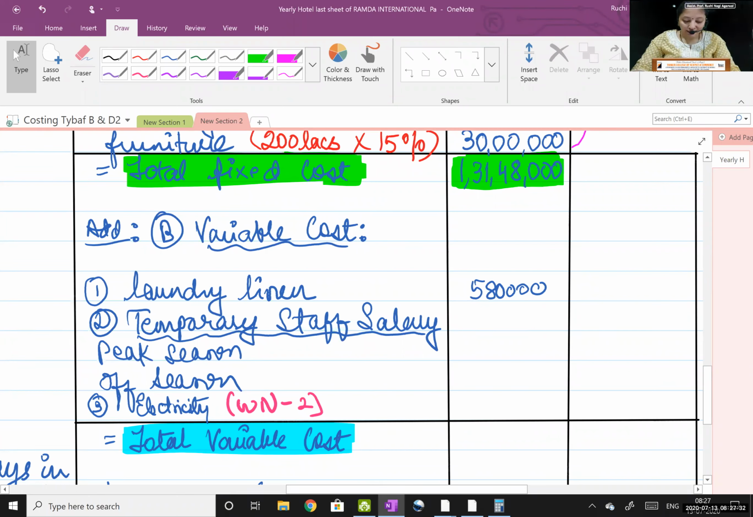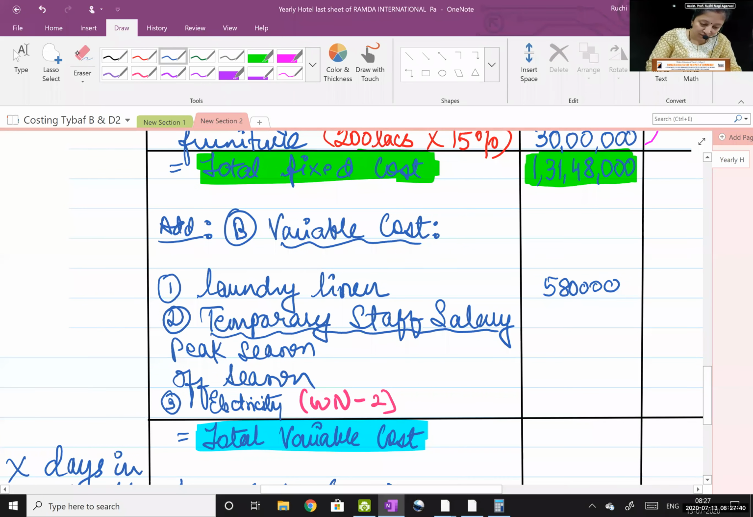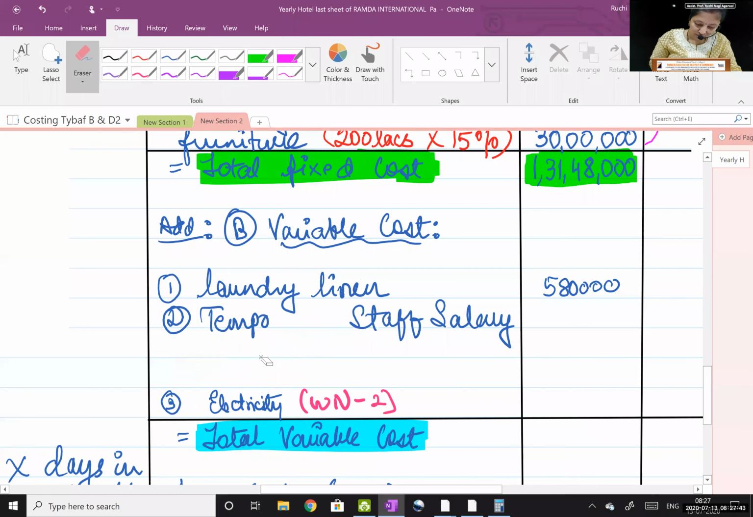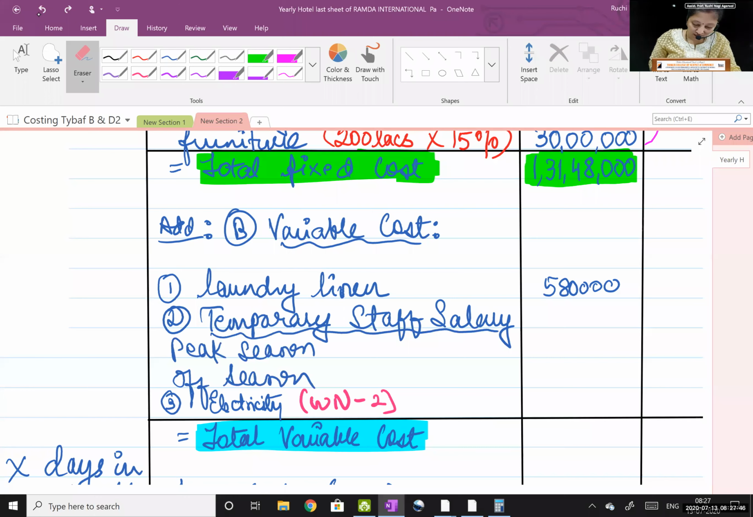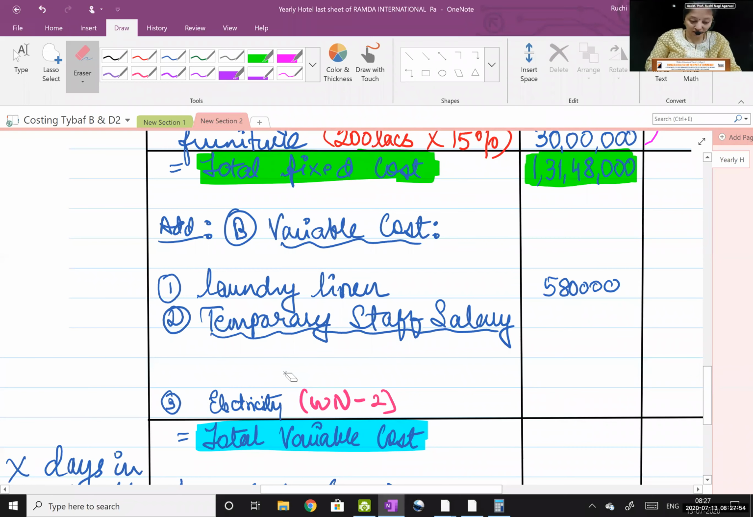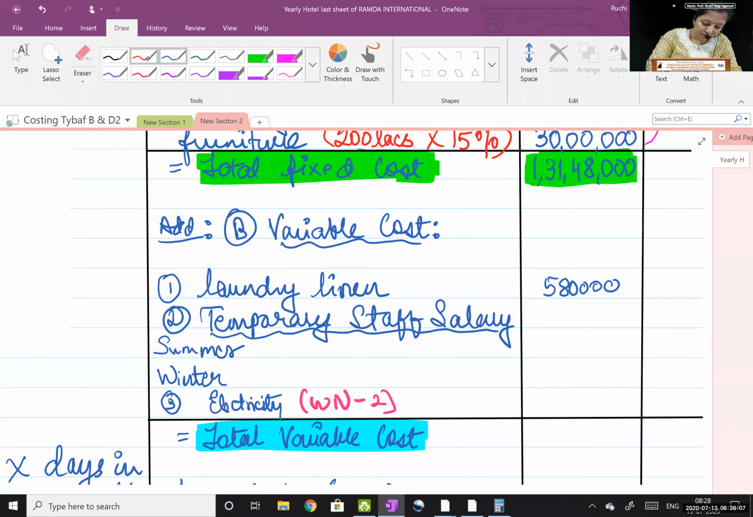Okay. Next, temporary staff salary, but we are going to divide it between summer and winter. Okay. So let us do that. I told you you can even use the word peak seasons or off seasons, and you can even use the word summer and winter. It's correct. Since I have used here summer and winter, we are using that only in the calculation. Let me start with the calculation.